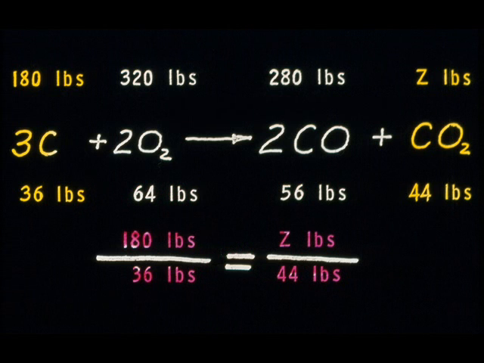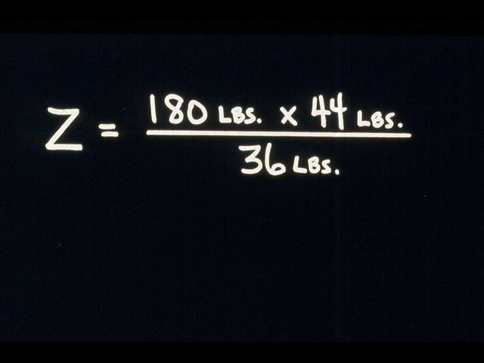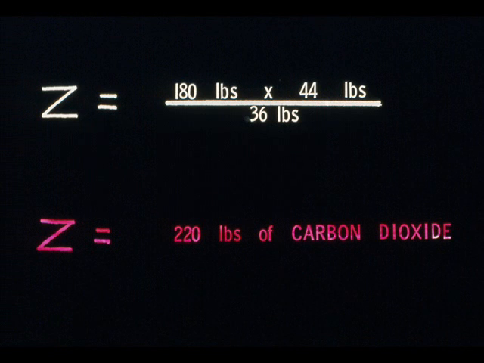And to calculate Z, or the amount of carbon dioxide produced by the burning of 180 pounds of carbon, we again write this equation. 180 pounds divided by 36 pounds equals Z pounds divided by 44 pounds. Z equals 180 pounds times 44 pounds divided by 36 pounds. The result shows the burning of 180 pounds of carbon will produce 220 pounds of carbon dioxide.